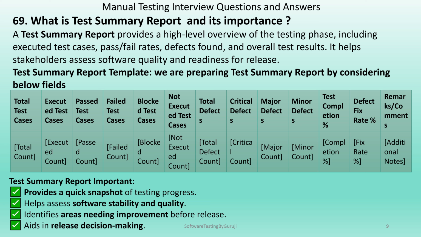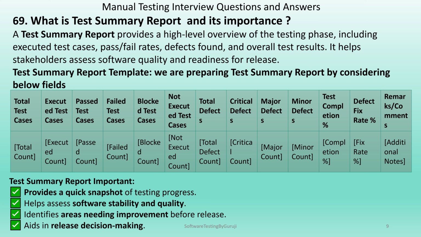Total test cases, total count; executed test cases, executed count; passed test cases, pass count; failed test cases, fail count; blocked test cases, block count; not executed test cases, not executed count; total defects, total defect count; critical defects, its count; major defects, its count; minor defects, its count; test completion percentage; defect fix rate percentage; remarks or comments, additional notes we are mentioning in this column. So this is the template for the test summary report.